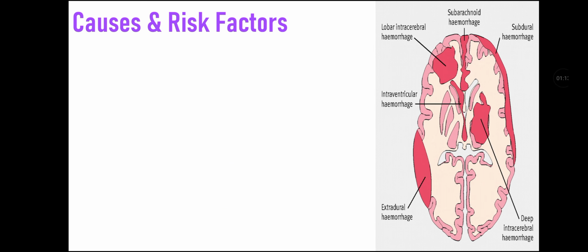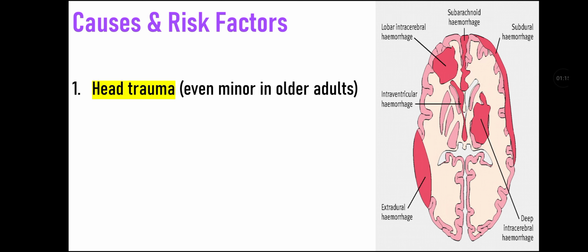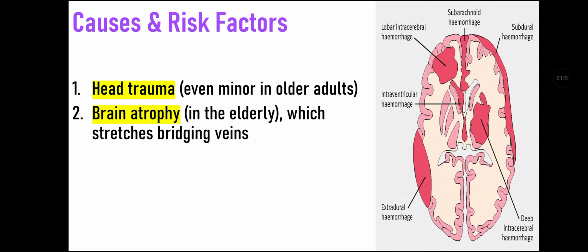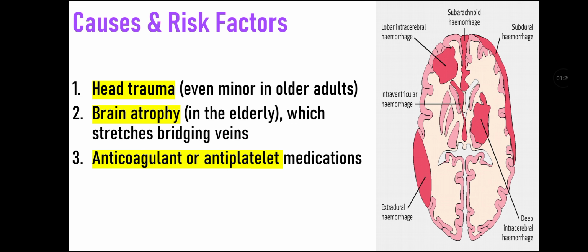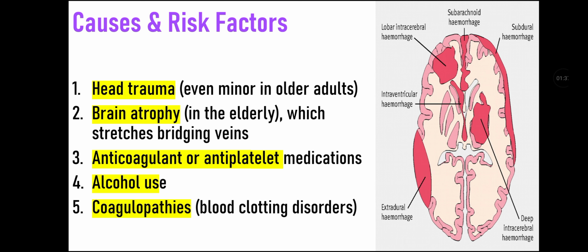Now let's talk about causes and risk factors for subdural hemorrhage. It includes head trauma; even minor trauma in older adults is enough to cause subdural hemorrhage. Brain atrophy, especially in the elderly, stretches the bridging veins and thus can cause their rupture. Next, anticoagulants or antiplatelet medications can also be risk factors. Alcohol use and coagulopathies are also risk factors. Coagulopathies are blood clotting disorders.